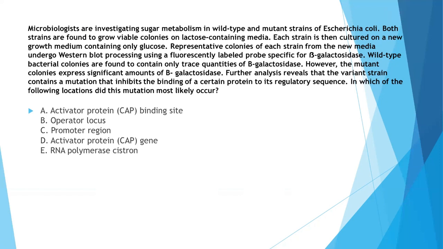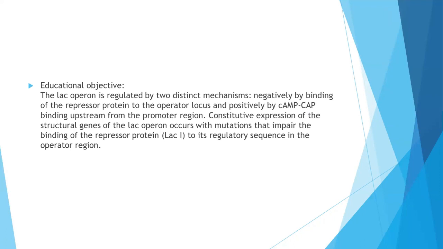The options are: CAP binding site, operator locus, promoter region, CAP gene, and RNA polymerase cistron. The lac operon is regulated by two distinct mechanisms: negatively by binding of the repressor protein to the operator locus, and positively by cAMP-CAP binding upstream from the promoter region. Constitutive expression of the structural genes of the lac operon occurs with mutations that impair the binding of the repressor protein to its regulatory sequence in the operator region.